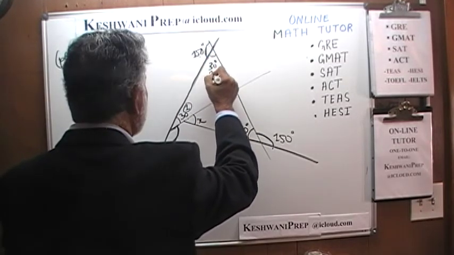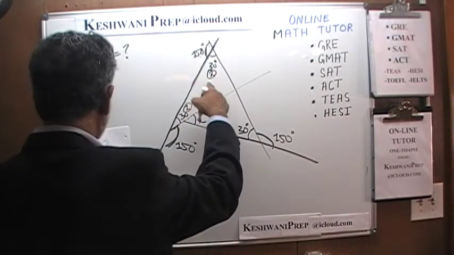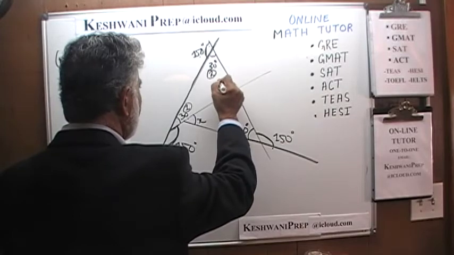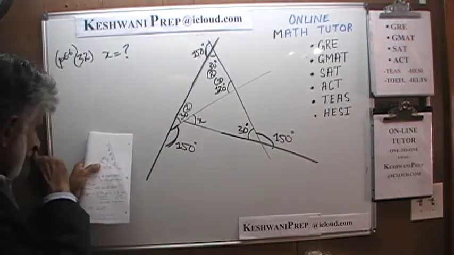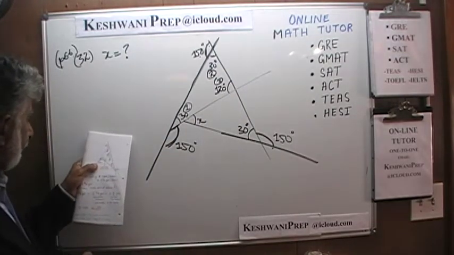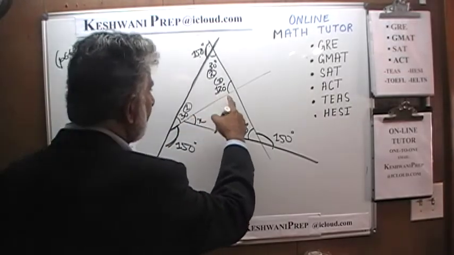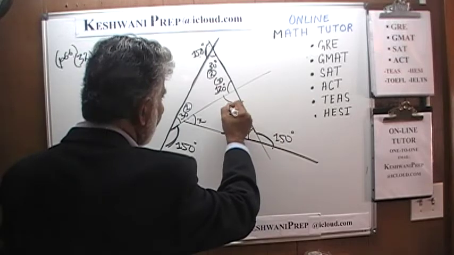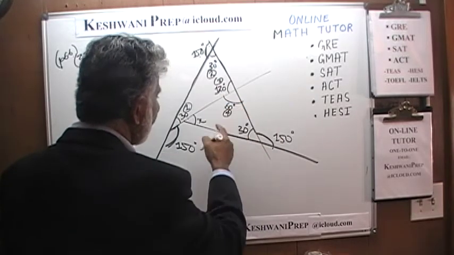Let's call this step number 2. If this is 30 and this is 30, then this must be 120. Let's call this step number 3. If this is 120, and since this is a straight line, this must be 60. Let's call this step number 4.